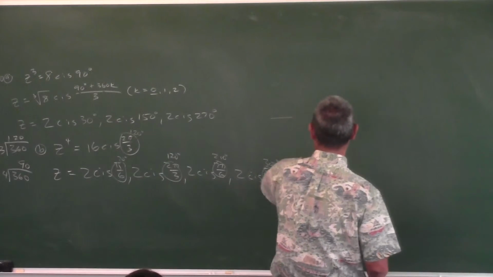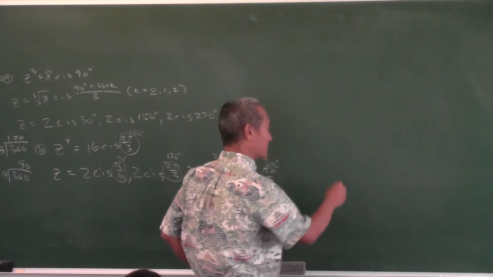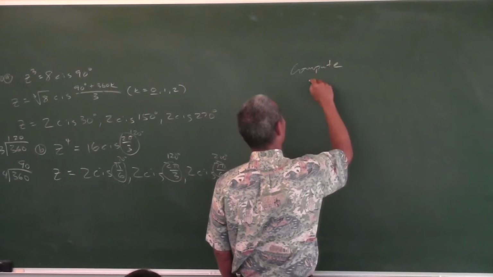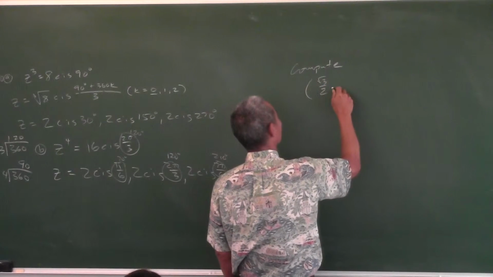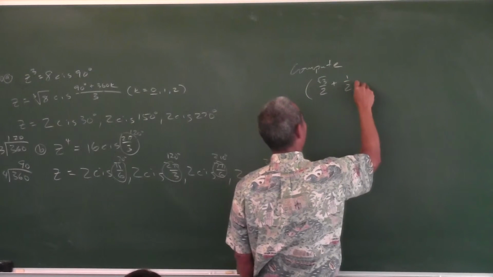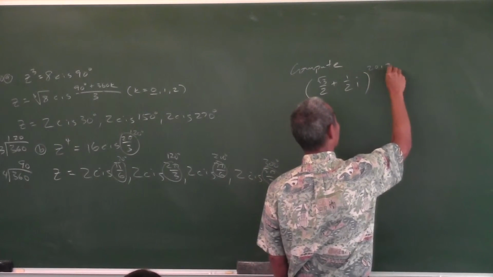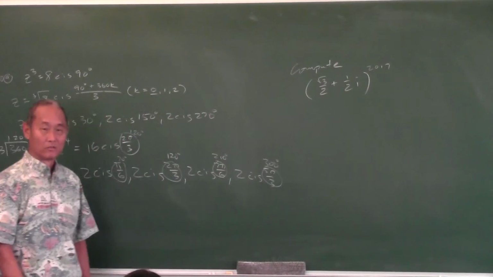Okay, last thing now. What would happen if I put a bonus on the test and put something like this? Compute, how about root 3/2 plus 1/2 i? You guys are class of 2017, most of you? Yeah. Okay, raise it to the 2017 class. Go.